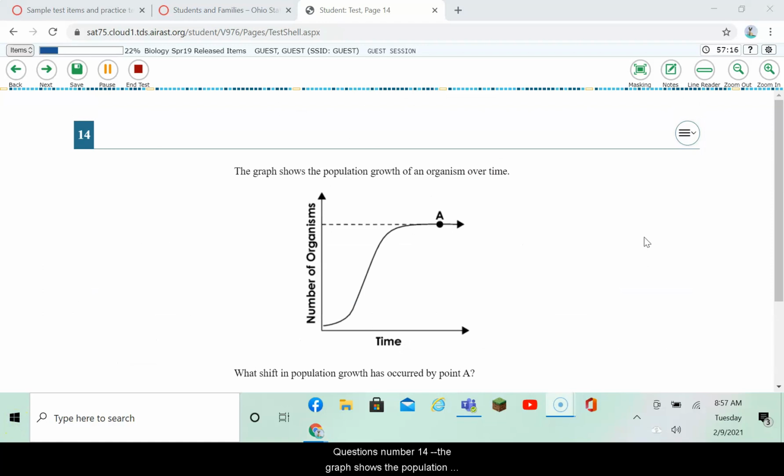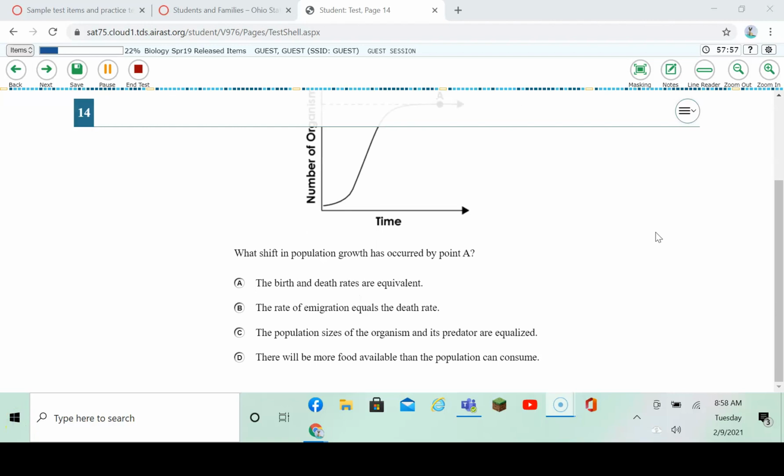Question number 14. The graph shows the population growth of an organism over time. On our graph, we can see the number of organisms going from bottom to top and time going from left to right. And we can see the carrying capacity here with A. What shift in population growth has occurred by point A? Well, let's look at our choices, but let's skip A. B. The rate of emigration equals the death rate. Remember, emigration means leaving the population. This is incorrect. Carrying capacity is not determined by the equivalence of the emigration and the death rates.